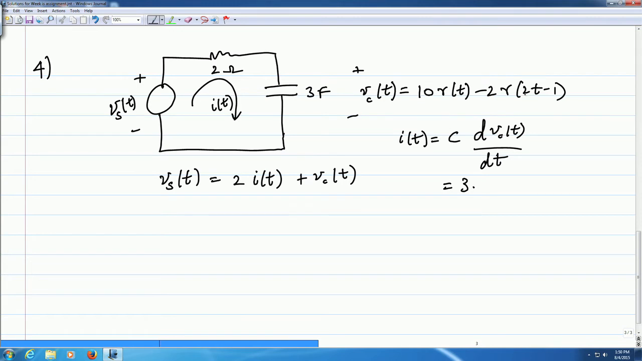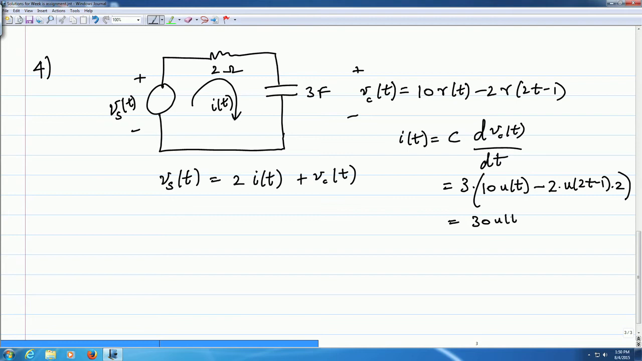And for R of 2t minus 1, you simply have to use the simple chain rule property of differentiation. You will get u of 2t minus 1 times the derivative of 2t minus 1, which is again 2. So I am just going to do the differentiation here. 10 times u of t minus 2 times u of 2t minus 1, and then you have to differentiate 2t minus 1, so you get an additional factor of 2. So that is the current, and you can go ahead and simplify this.